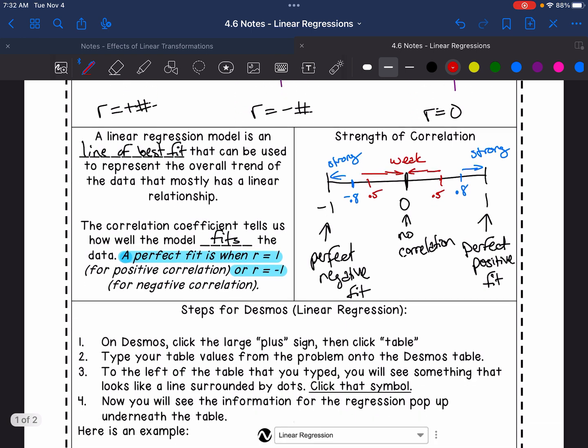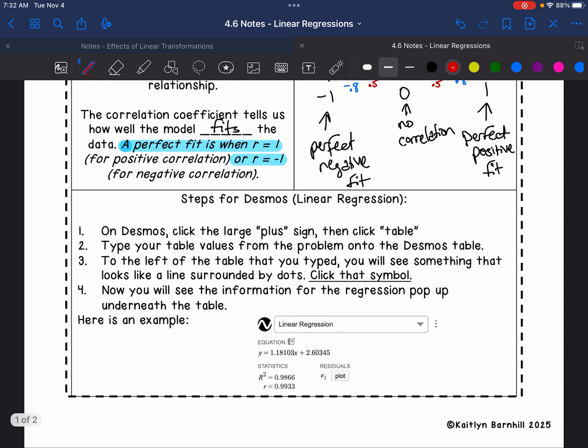All right, so great thing now is that we get this tool called Desmos on our EOCs, okay? Desmos makes finding our linear regression model, our linear regression equation, super easy. All we have to do is type in our table on Desmos and then click a button and it will tell us what the equation is, versus with the calculators where you have to remember a whole set of steps in order to find that.